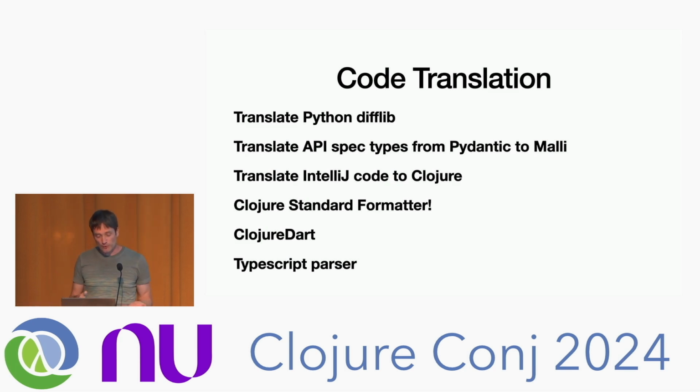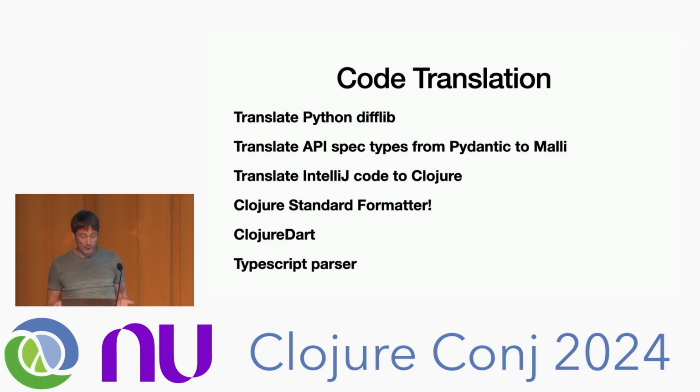And I've also used this for translating IntelliJ code to Clojure. Sometimes there's something from IntelliJ that I know is there and I would like to use, but maybe I'm loading it into a REPL, and I don't want to be compiling Java and passing classes over or whatever. It's just a bit of a faff, so I can just convert it to Clojure and send that instead.